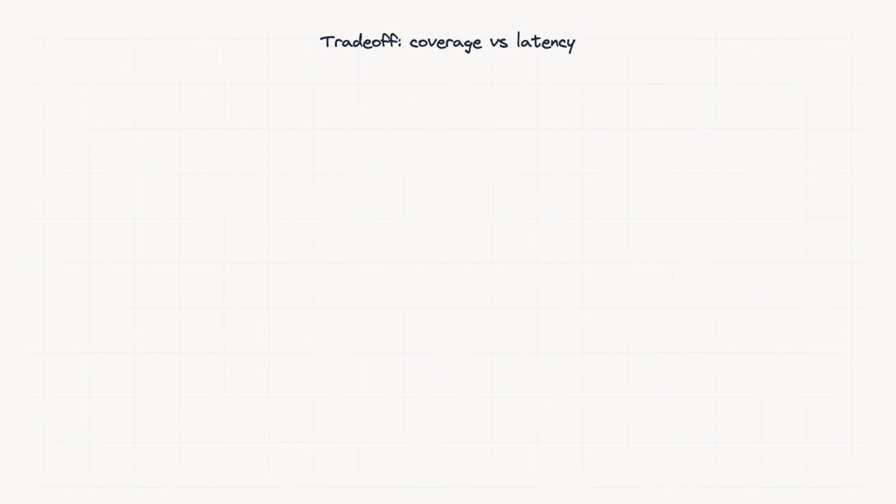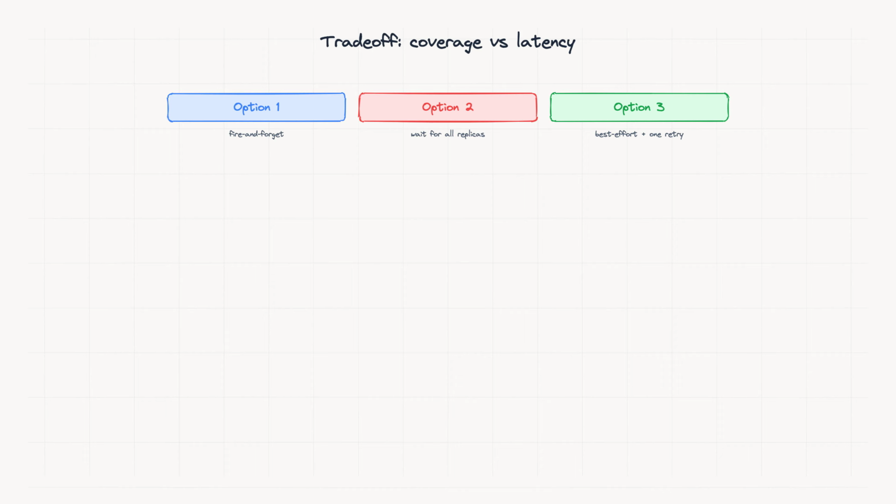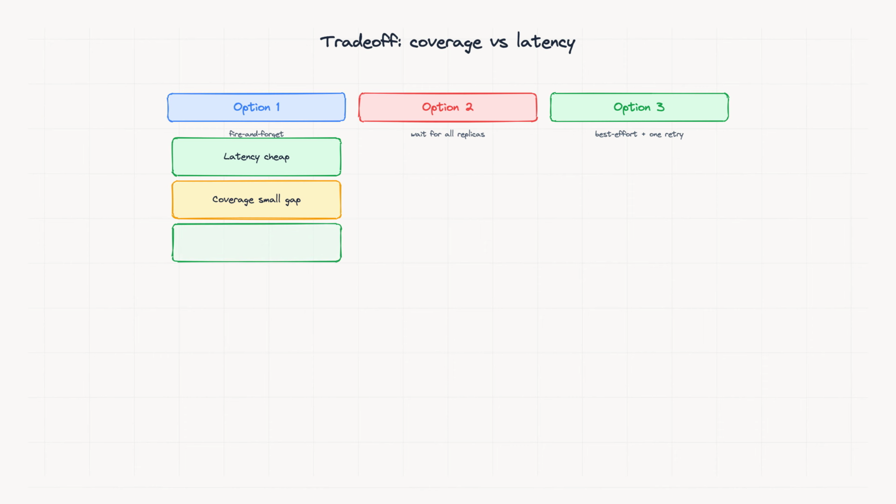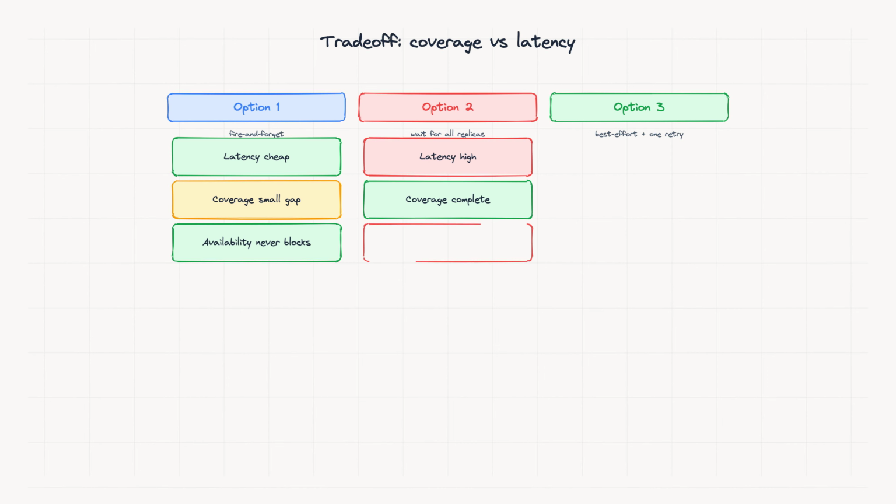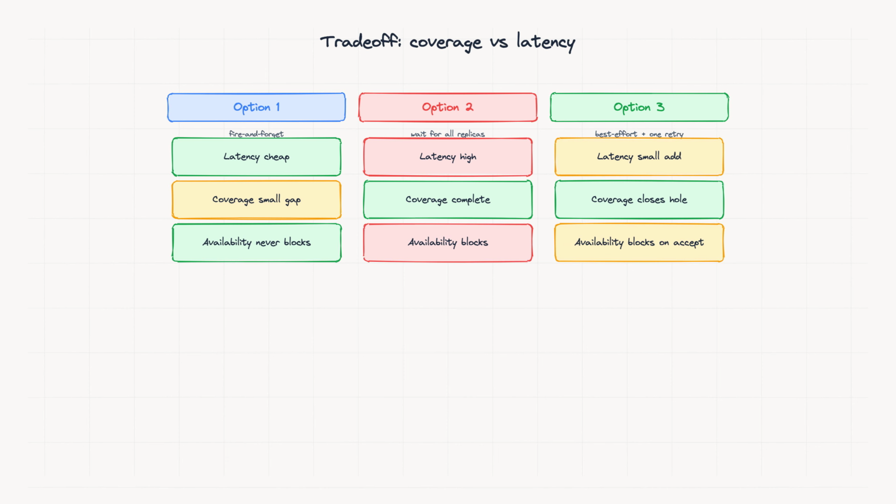The trade-off across these is coverage versus latency. How strict an at-least-once guarantee do we want for the long tail, and how much latency are we willing to pay on every write to get it? Option 1 is cheap on latency but accepts a small coverage gap. Option 2 closes the gap entirely but costs you on every write and exposes you to availability problems when replicas misbehave. Option 3 closes the most important hole, task acceptance, at a small added cost over option 1.